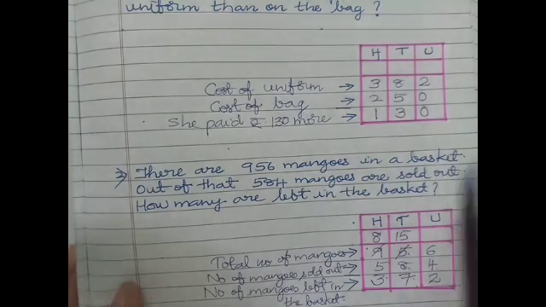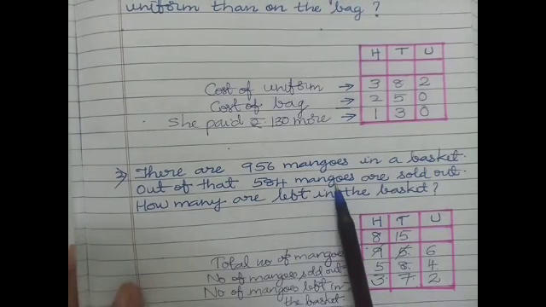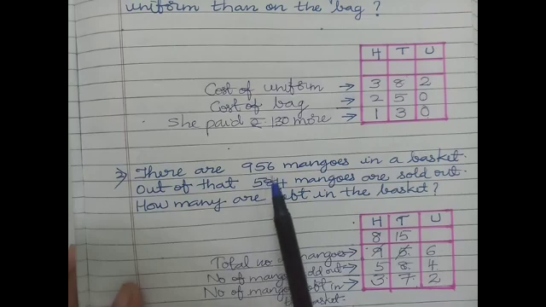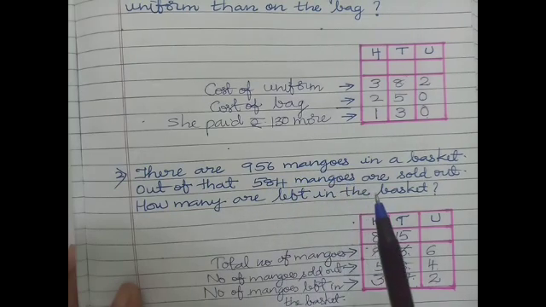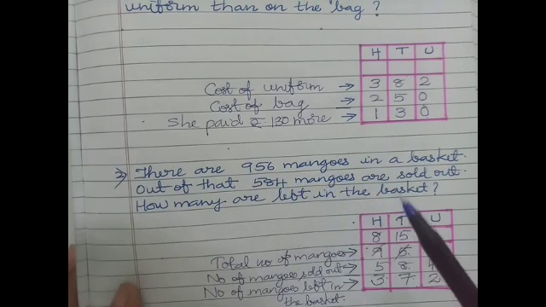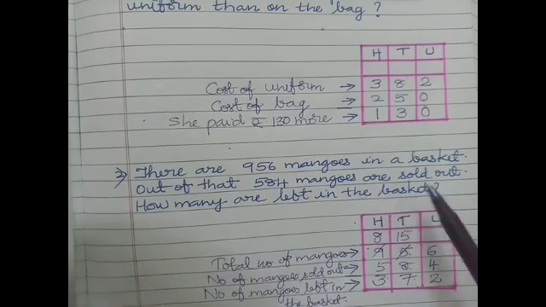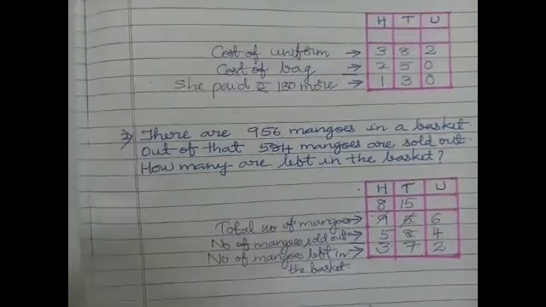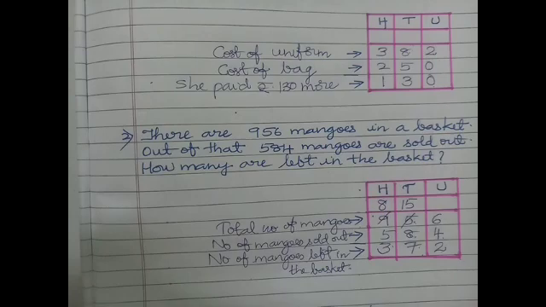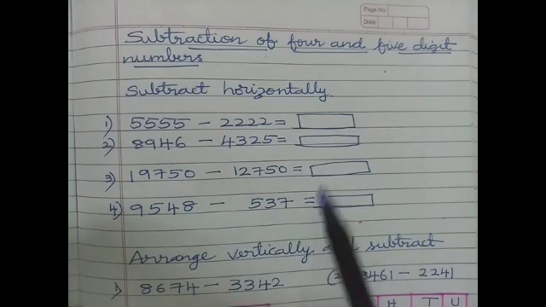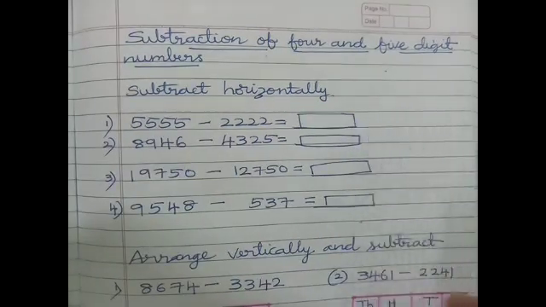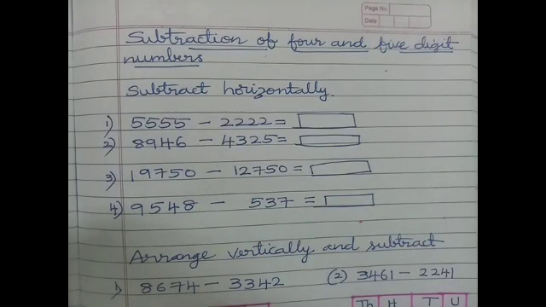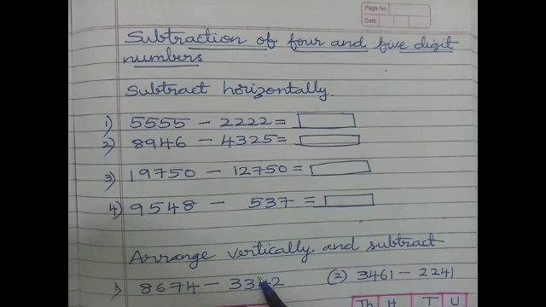So before starting this sum, you read the given sum twice, so you will understand how to do this sum. So in this way we are solving the word problems. Let us subtract 4 and 5 digit numbers. Okay, now subtraction of 4 and 5 digit numbers.